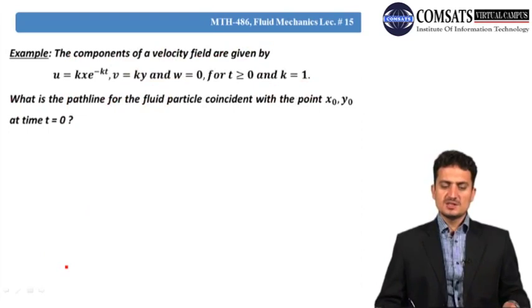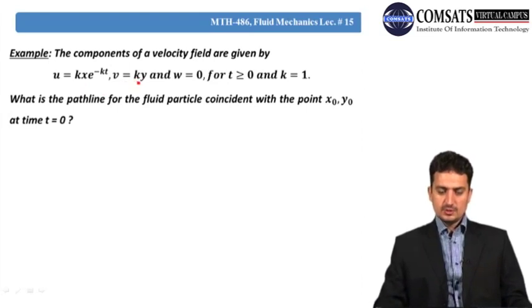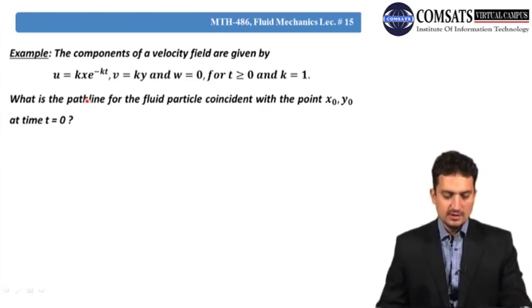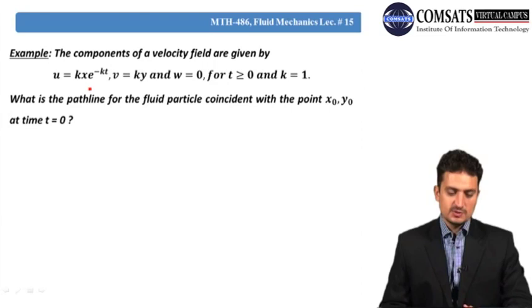Now let's move to the next example. It says that the components of the velocity field are given by u is equal to kx e to the power minus kt, v is equal to ky, and w is equal to 0 for t greater than or equal to 0, and k is equal to 1. What is the path line of the fluid particle coincident with the point x0, y0 at time t equal to 0? Now this is interesting. We have to find the path line and the velocity field is provided to us.